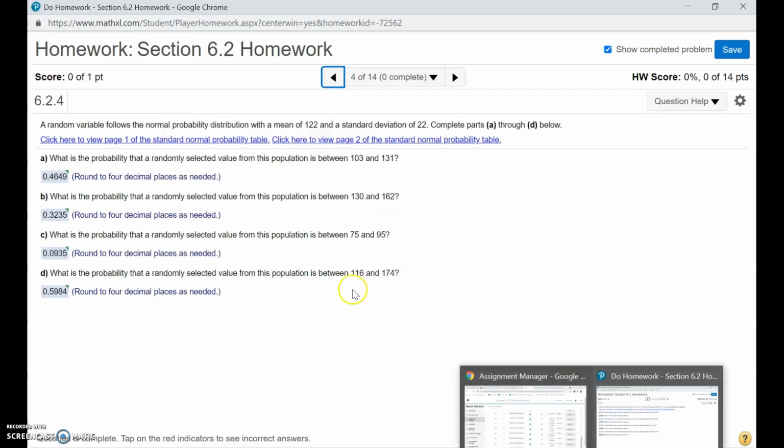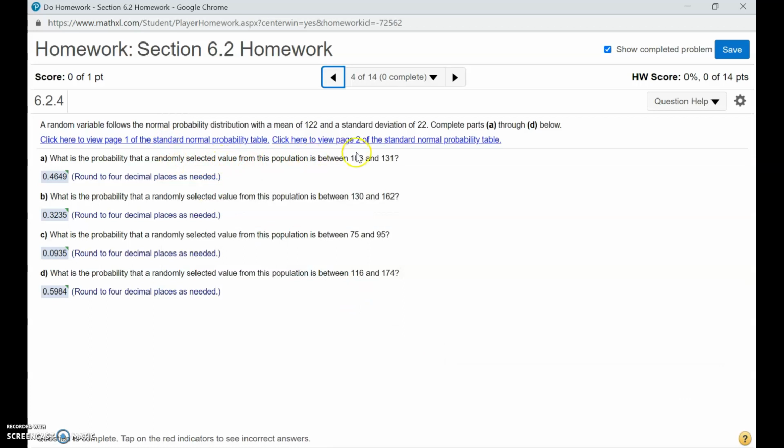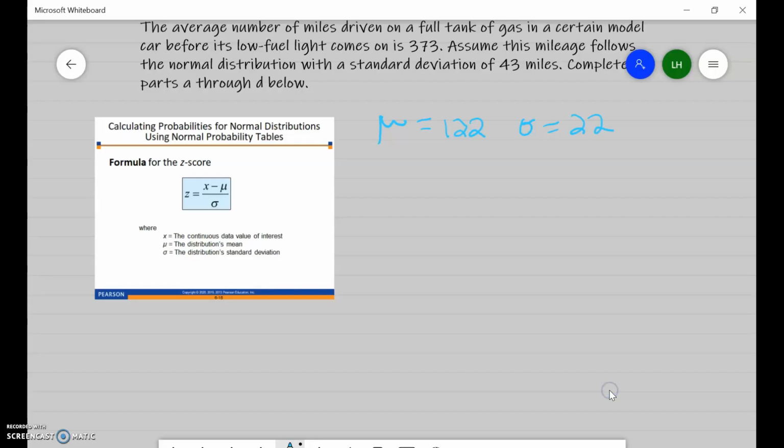What is the probability that a randomly selected value from the population is between 103 and 131? So we have to do two z-scores, one for 103 and one for 131. In the end, we're going to find the probability of each and subtract out the probability of the smaller one to get the probability of it being in between.